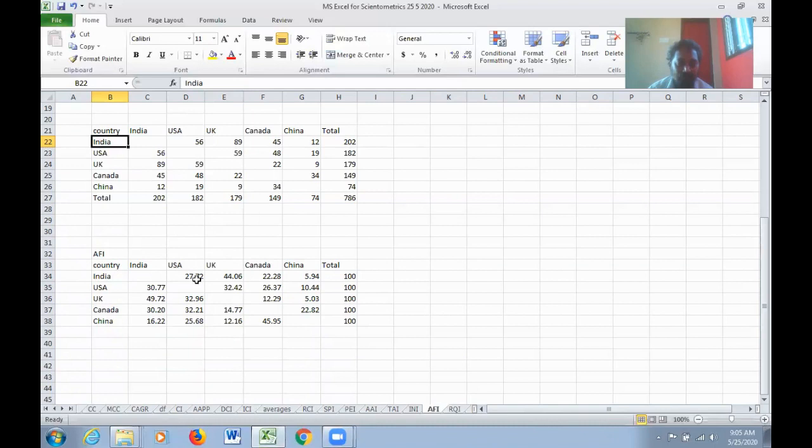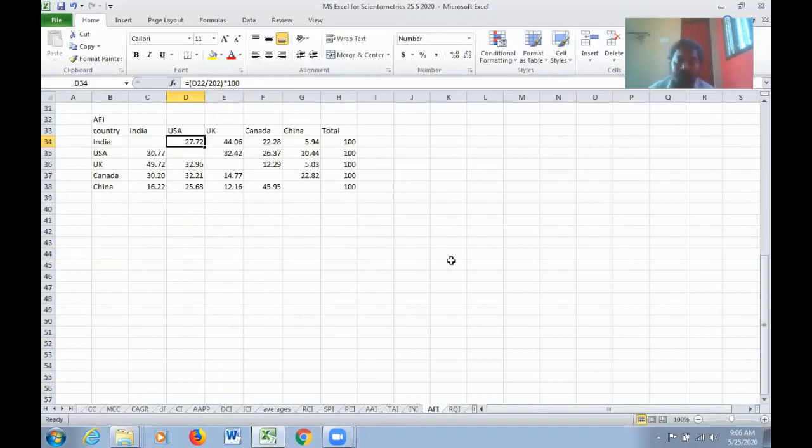See, India versus USA. How to calculate? D22. What is D22? How many papers India had collaboratively published with USA? 56 divided by 202. What is 202? The total output of India. India has collaborated with many countries. What is total output? 202, into 100. That means out of totally collaborated papers of India, how many papers are collaborated with the USA? A simple percentage calculation, we have 27.72%.